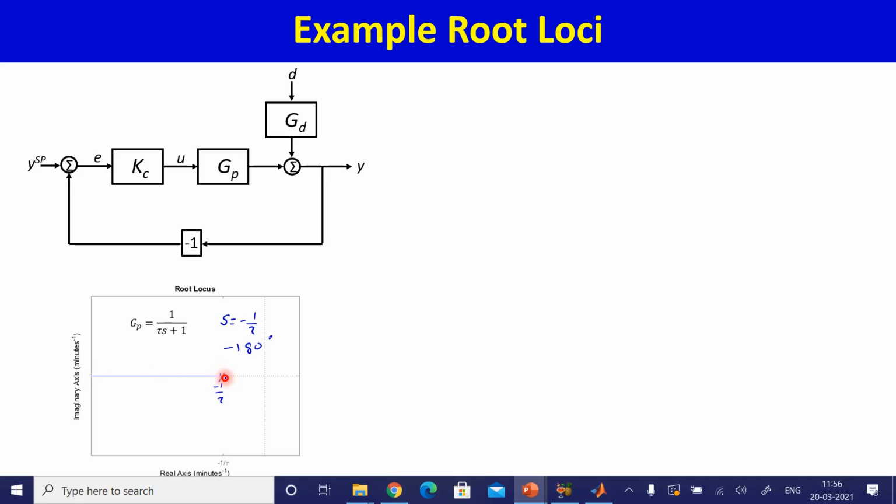At Kc equal to 0, s equal to minus 1 by tau is the root. As Kc is increased, the closed loop characteristic equation root keeps moving this way. So that's the root locus for a first order lag.